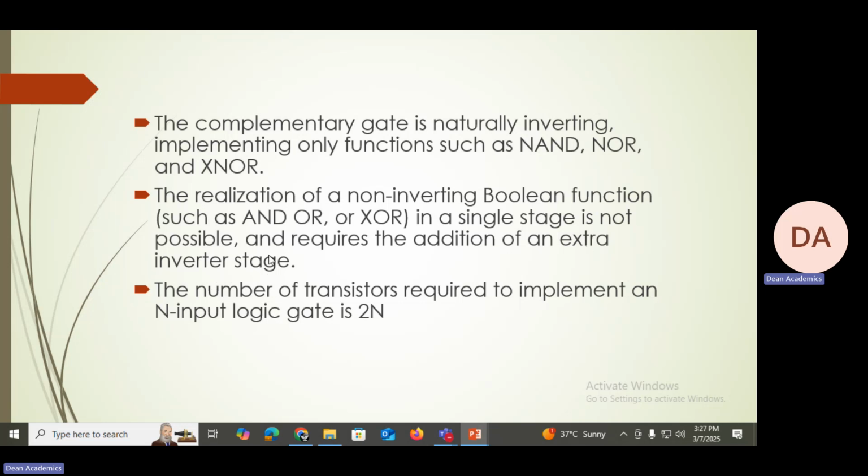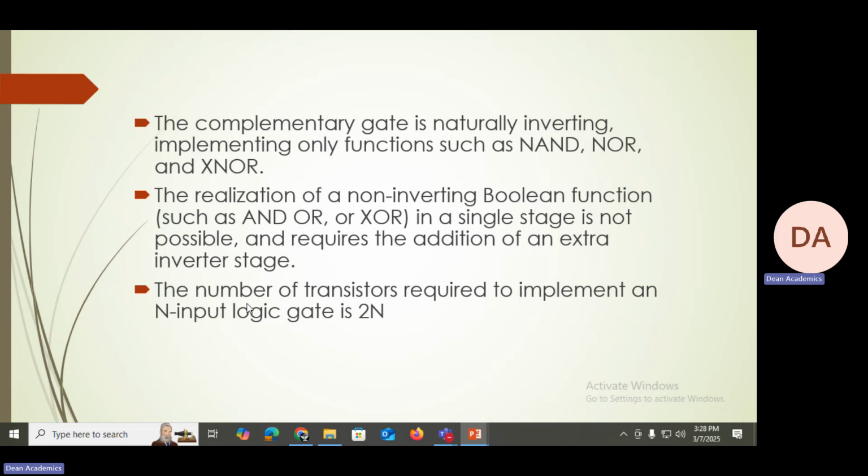For example, we have NAND gate F equal to AB bar. And now in order to eliminate that bar, what we have to do? We connect one more inverter. So F equal to AB bar, and that output is connected to inverter. Therefore AB bar is eliminated. We will get AB, which is AND function. Like that, inverting functions and non-inverting Boolean functions can be implemented by using this complementary static CMOS design style.